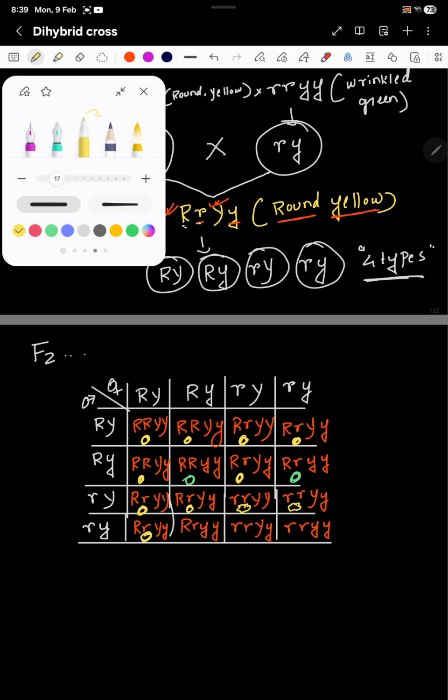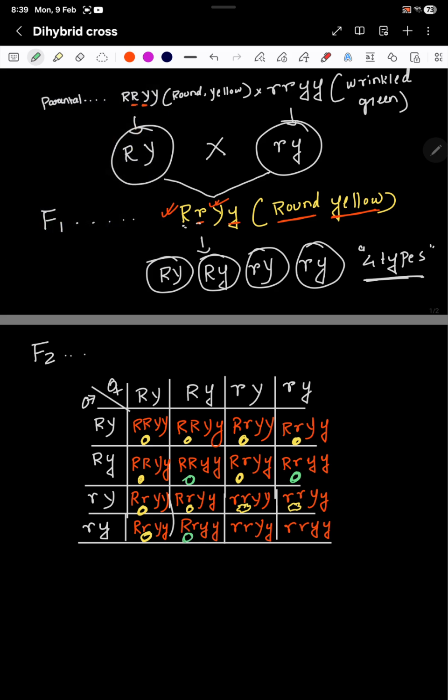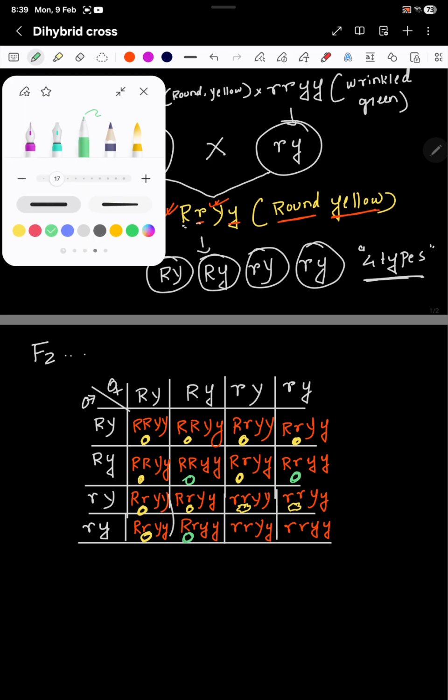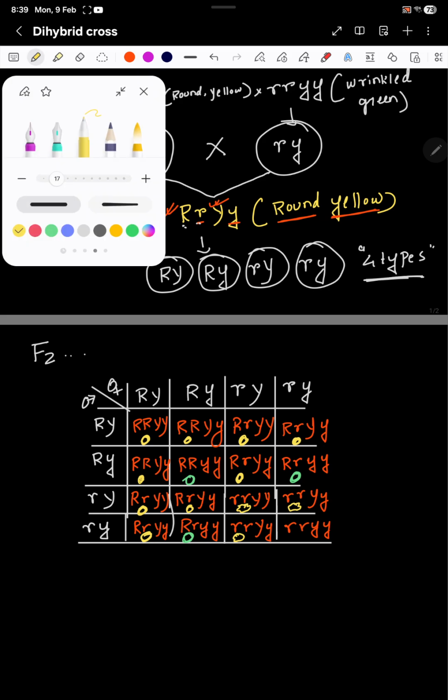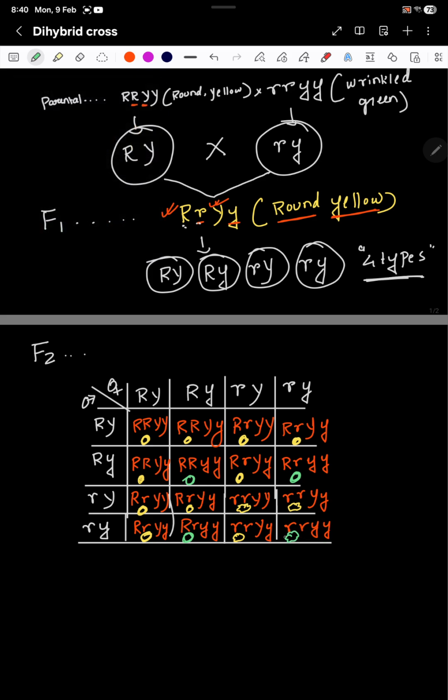Okay, this is round green. This is wrinkled yellow. This is wrinkled yellow. And this one, what will be this one? This will be wrinkled green. Only one is the wrinkled green.